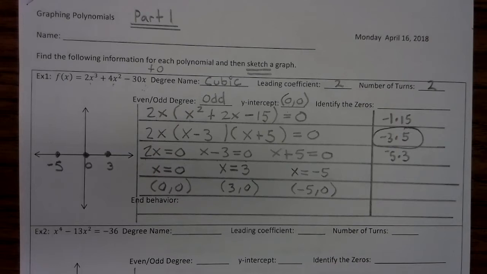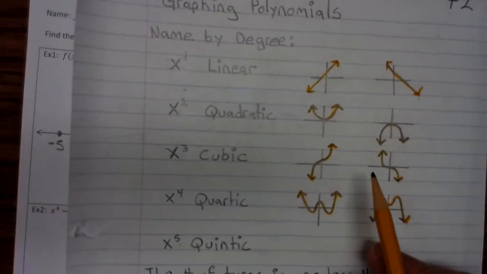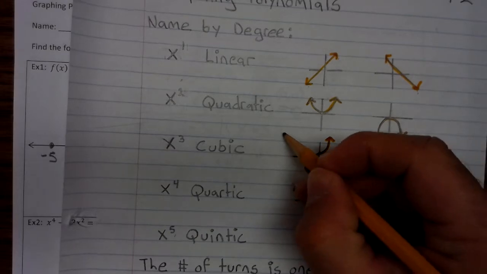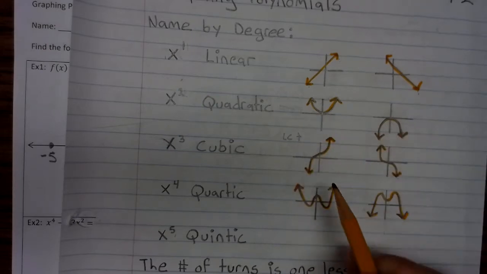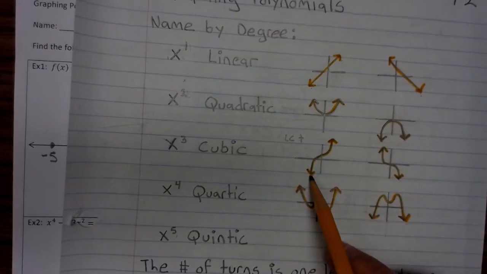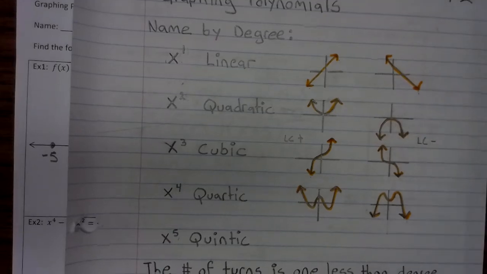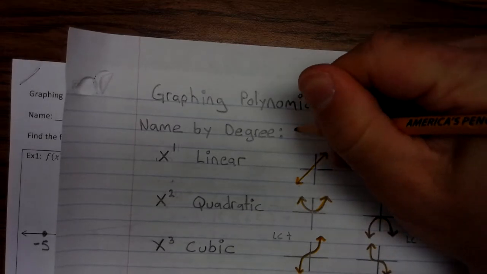Okay, so to understand the sketch, we go back to our notes. So here, this is cubic, so we're looking at this shape. Now, when the leading coefficient is positive, our curve is this. When our leading coefficient is negative, our curve is here. And I can actually go ahead and put that note for those.